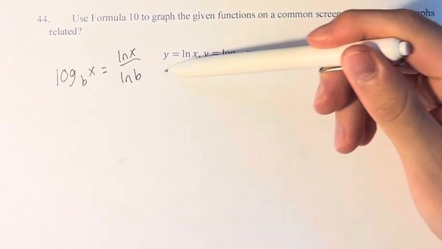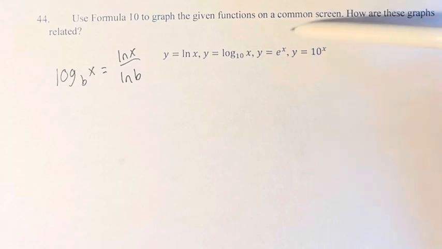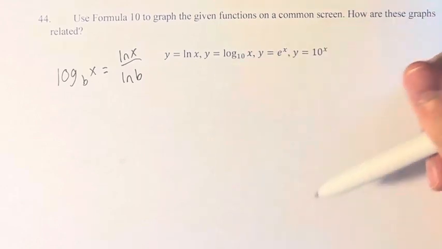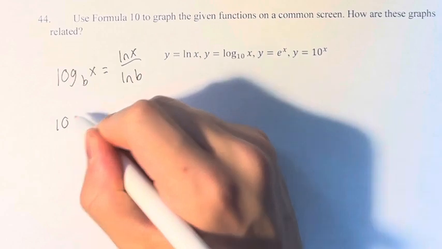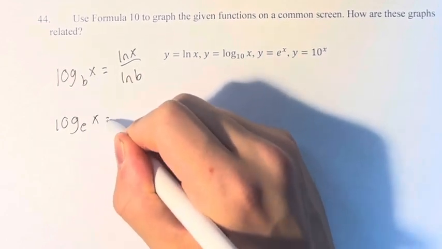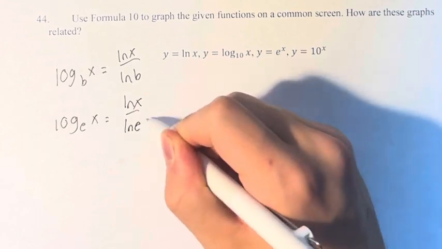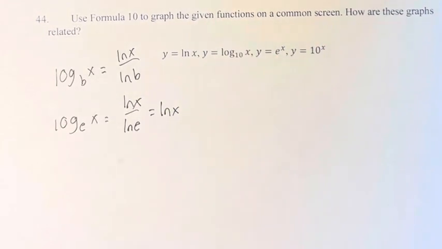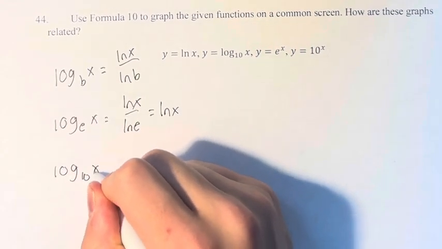So we can see here that's not going to apply to three of these functions. We have y equals e to the x and y equals 10 to the x. These are standard exponentials that we can graph on their own. And I'll actually do this formula for y equals ln x to show you why it doesn't work. So if we have ln of x is log base e of x, that's equal to ln of x over ln of e. Natural log of e is just 1, so that's just ln of x, and we're back where we started. Where it is going to come in handy is log base 10 of x.